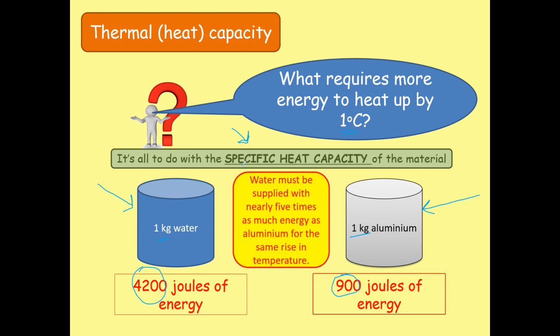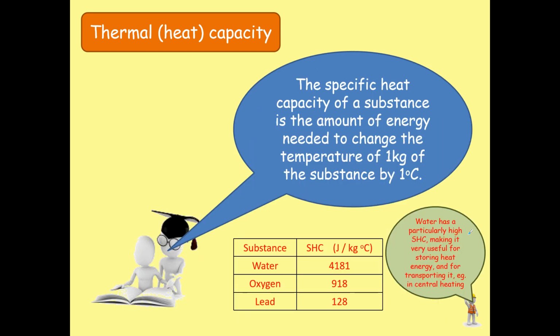So we can say that specific heat capacity is an intrinsic property. And what's an intrinsic property? It's a property that depends upon the atomic structure or the chemical combination of the elements, or how the compound is built or structured. So it's dependent upon the type of material we are using. In this case, water requires more energy than aluminum. So the specific heat capacity of a substance is the amount of energy needed to change the temperature of 1 kilogram, again very important to note, of a substance by 1 degree Celsius.